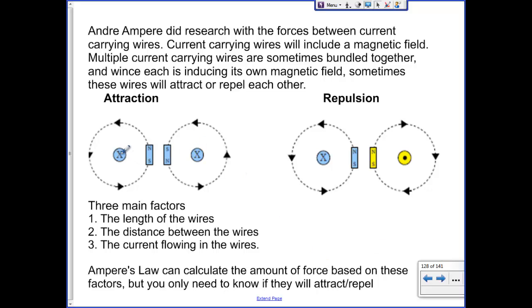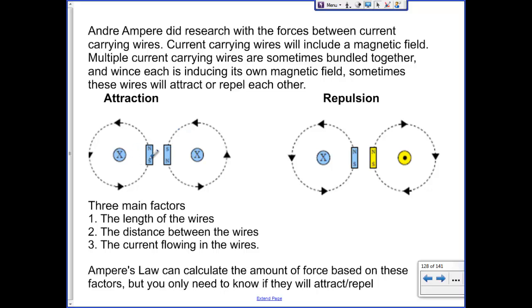Let's say that this right here is a wire. Again, what does X mean? Okay, going into the page. So I'm going to use my left hand and point my thumb into the page. See how my fingers are wrapping around this way? It means that I'm inducing a magnetic field that's going counterclockwise. Does that work?